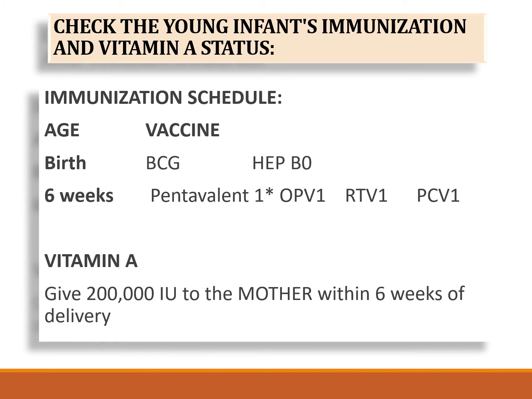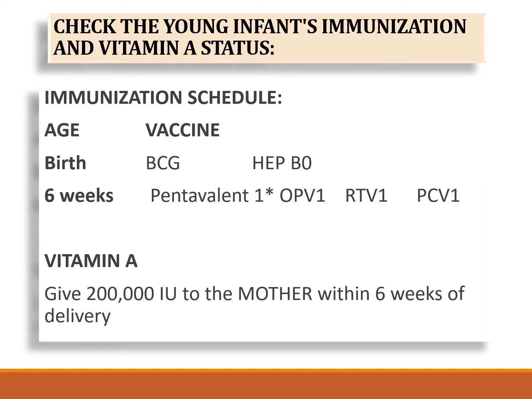Check the infant's immunization status and vitamin A status. Here, you give all the missed doses on this visit. Include sick infants unless being referred. Advise the caretaker when to return for the next dose. There's a note here: your DPT Hep B is available as a pentavalent vaccine.